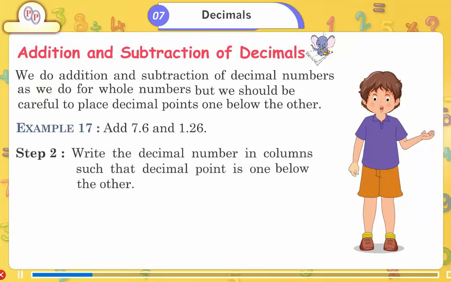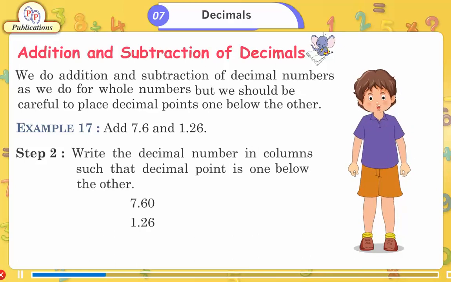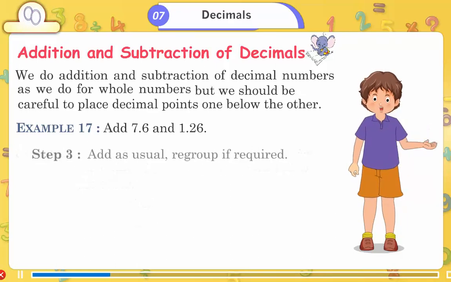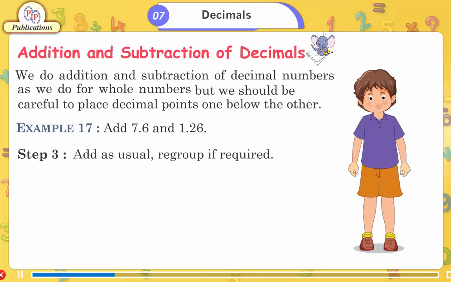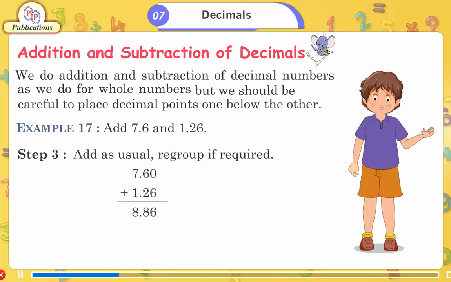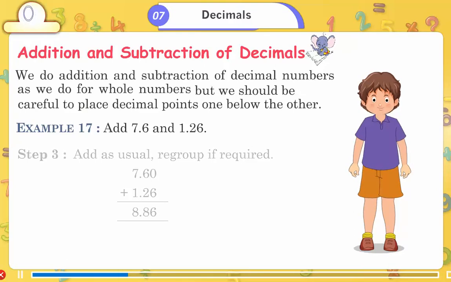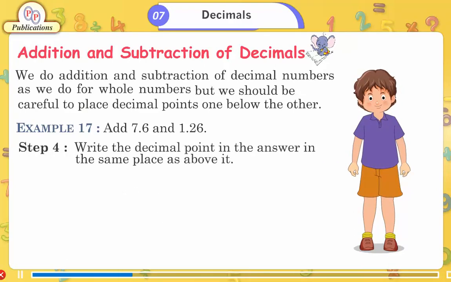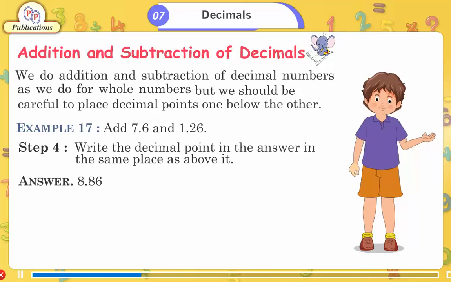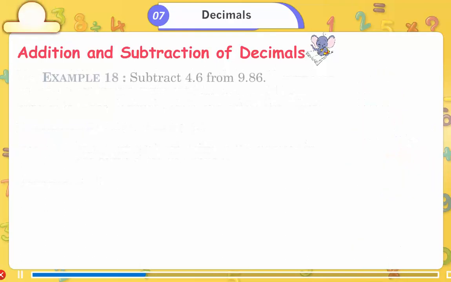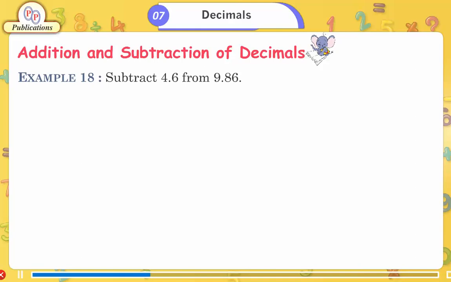Step 2. Write the decimal numbers in columns such that the decimal points are one below the other: 7.60, 1.26. Step 3. Add as usual, regroup if required. 7.60 plus 1.26 is 8.86. Step 4. Write the decimal point in the answer in the same place as above it. Answer 8.86.